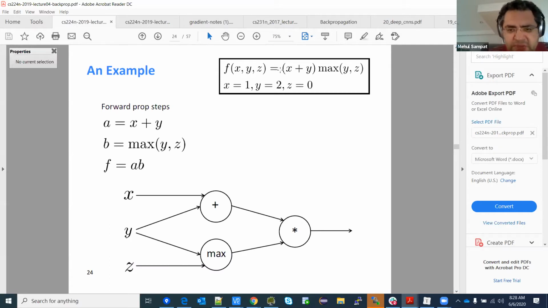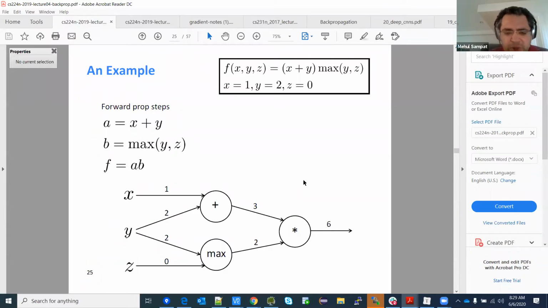Now you can lay out the equations as this computation graph. Here are your inputs. The plus node gets two inputs, X and Y. Similarly, the max node gets two inputs, Y and Z. And the last node is the multiplication of the two. I wish he had labeled this A, this B, and then you get F here, but that's a minor thing.